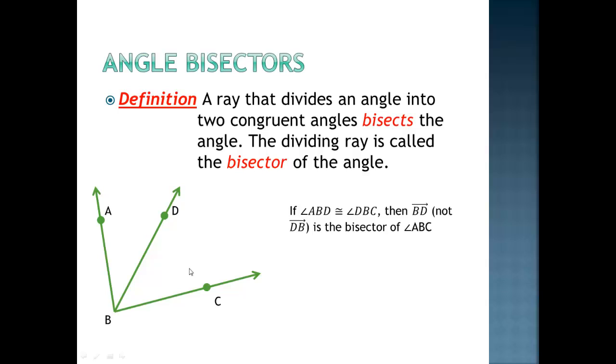So here we have angle ABC, and it's being bisected by ray BD. So this is the dividing ray or the bisector. So if angle ABD, that's this right here, is congruent to DBC, then ray BD, not DB, BD. Remember, with rays you always state the endpoint or the starting point first, and then the direction. The second letter is the direction it's going. So that would be the bisector of this.